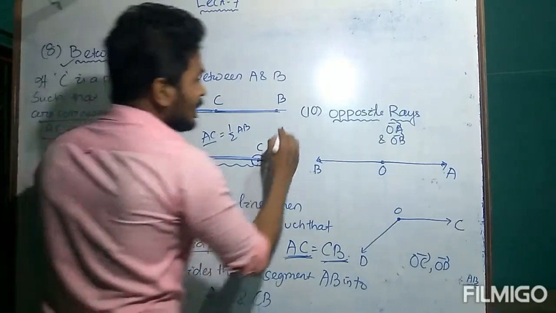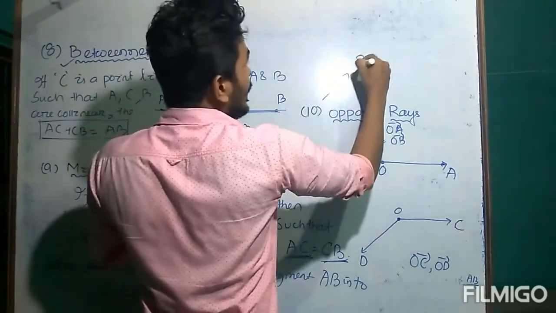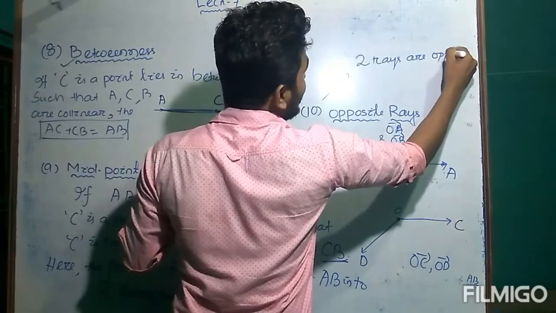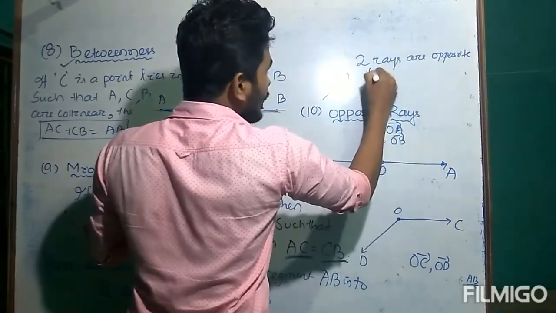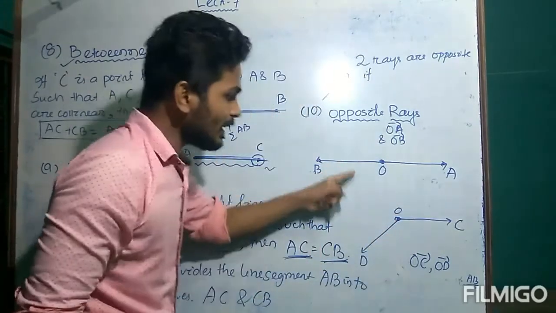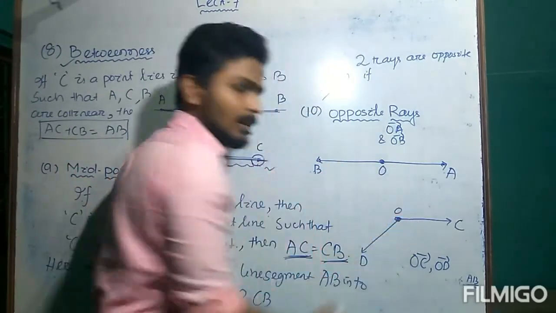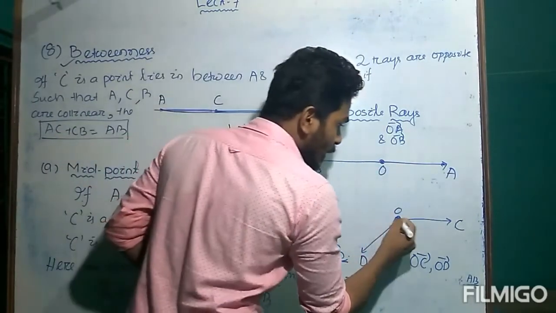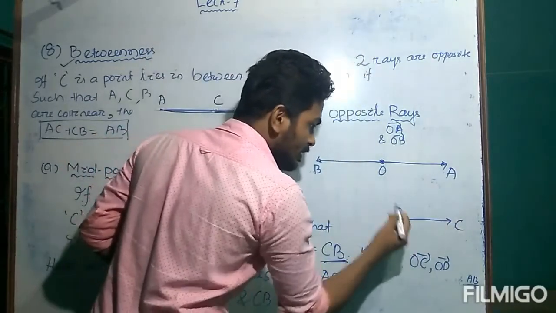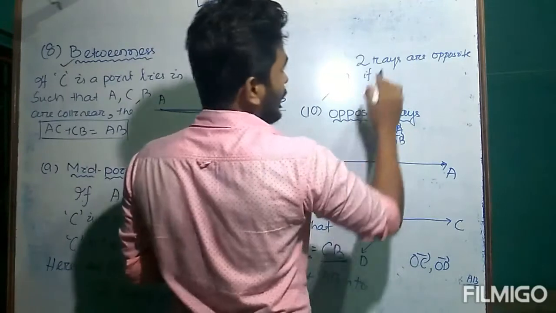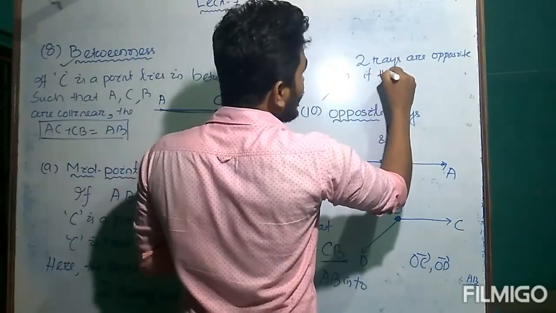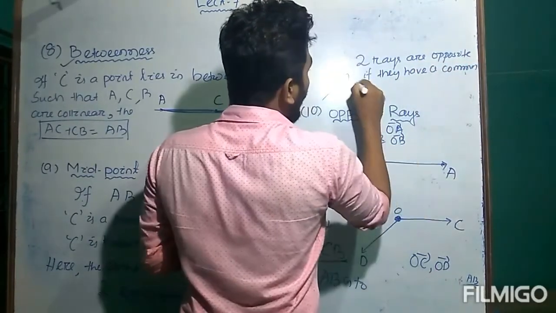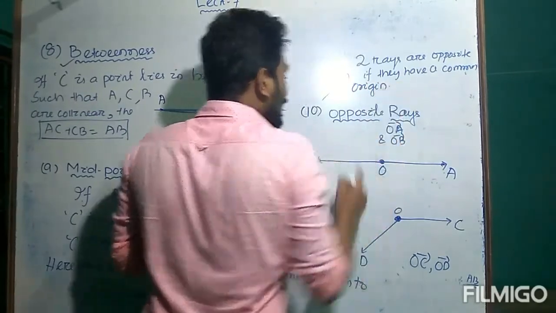Okay, what are the conditions? Here you can write, two rays are opposite if they have a common origin. See, in these two figures we have a common origin. This ray starts from O and this ray also starts from O. Here the ray OC starts from O, here the ray OD also starts from O. So they have a common origin. Two rays are opposite if they have a common origin. And there is a second condition.